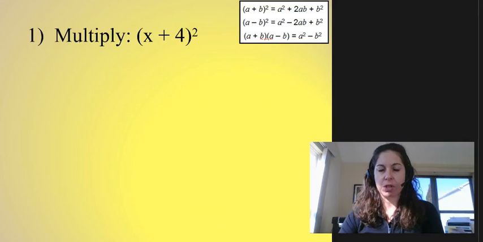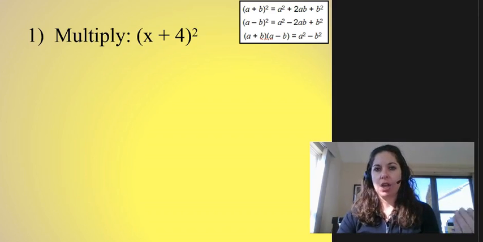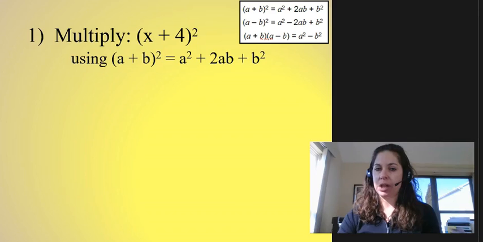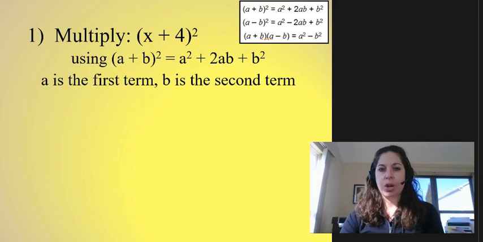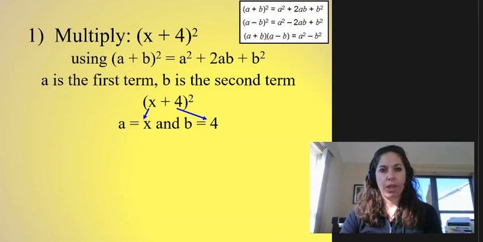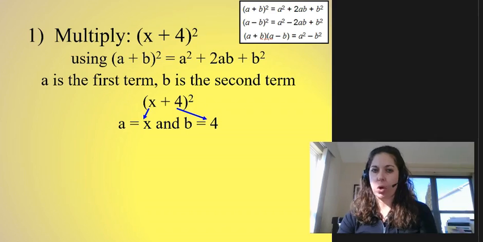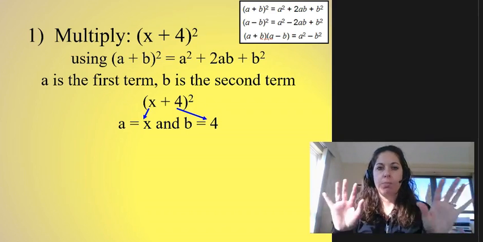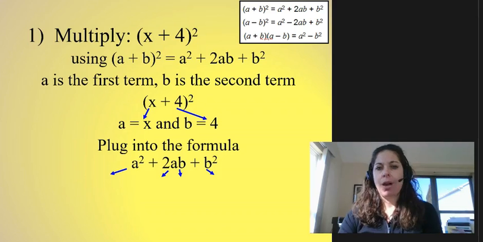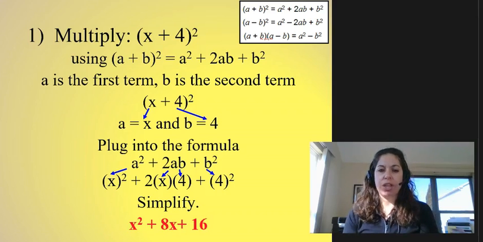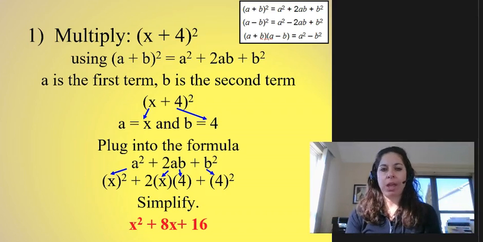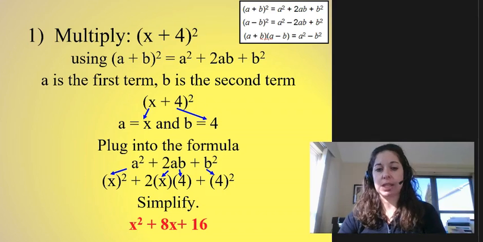If we're going to multiply the quantity of x plus 4 squared, this is a sum, so we know right away we're going to use the A plus B, that quantity squared formula. We then just determine what is our A, what is our B. In this case, A is x, B is 4. So you're just labeling those first two terms. Then you're going to plug them into the formula. Lastly, just simplify. So the final answer to this would be x squared plus 8x plus 16. Again, if you didn't remember the formula, you could just FOIL this out and you should still get the same answer.